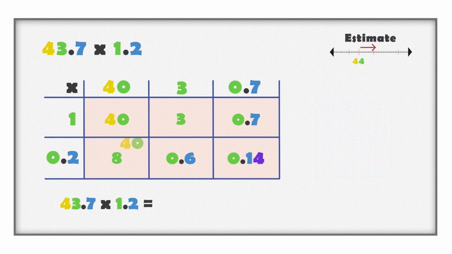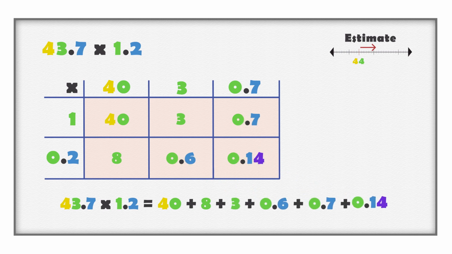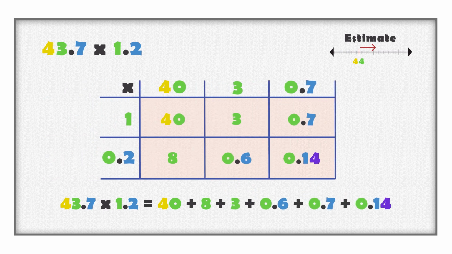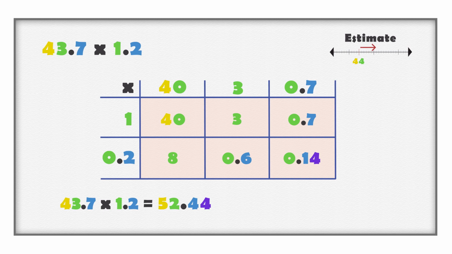Add all the values together to determine the total area, or product, of 43 and 7 tenths multiplied with 1 and 2 tenths. Remember, when adding decimal values, it is important to add together digits of the same place value. The product of 43 and 7 tenths and 1 and 2 tenths is 52 and 44 hundredths.